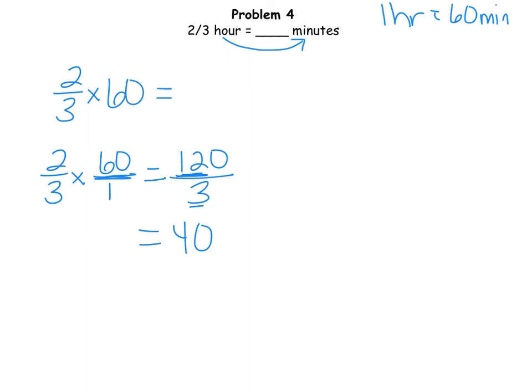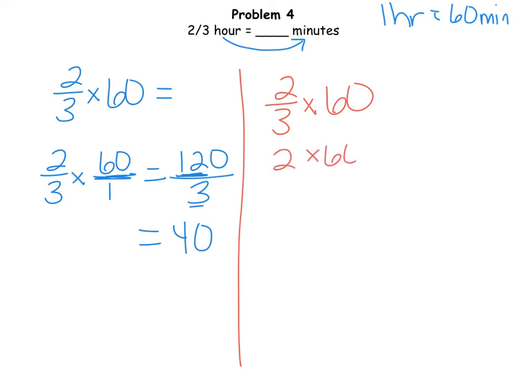Well, let's solve it another way. So I could have 2/3 times 60. So I would go 2 times 60 in my numerator and 3 in my denominator, because 3 times 1 is still 3. Well, I can simplify before I get any farther. 60 divided by 3 is 20, because 6 divided by 3 is 2, and don't forget the 0.